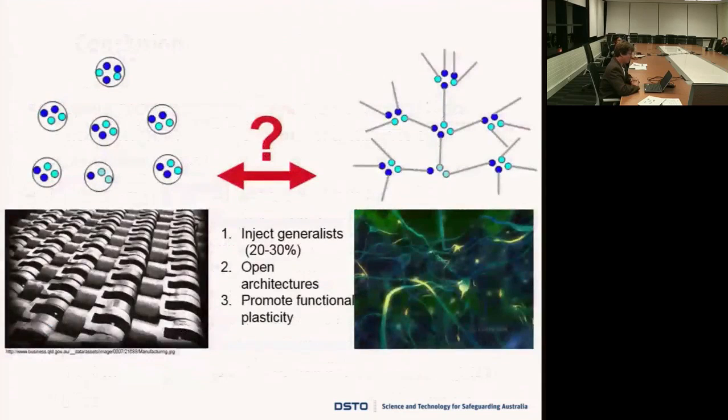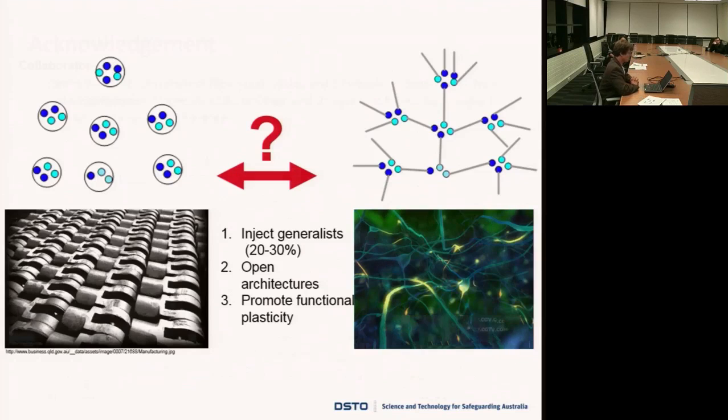Now, how can you move from something on the left, which is a typical representation in functional space of an engineered system, to something on the right that looks more like a biological system? I mentioned here we have three points. Inject generalists, multidisciplinary people, in science. If you're in a science discipline, think about how you are open, how you enable exchange that everyone can understand, and promote functional facilities. So don't only hone in on specialists. They are very important, but you need people who are also able to transfer knowledge across disciplines.